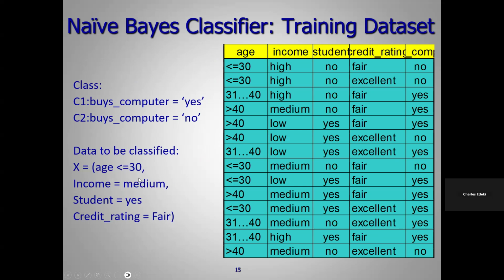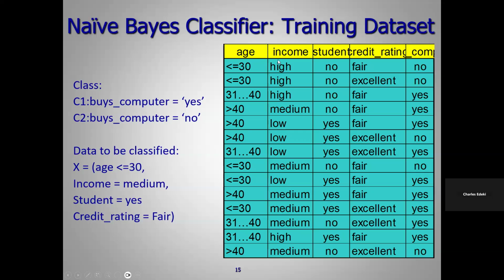So here we want to classify this data. If his age is this, his income is medium, he is a student, and his credit rating is fair, we want to know if he will buy the computer or not, based on this training data set. So this is our main goal. This is our test data to classify. So the first thing, we have to find almost everything in order to find the posterior likelihood, so let's go through each one.